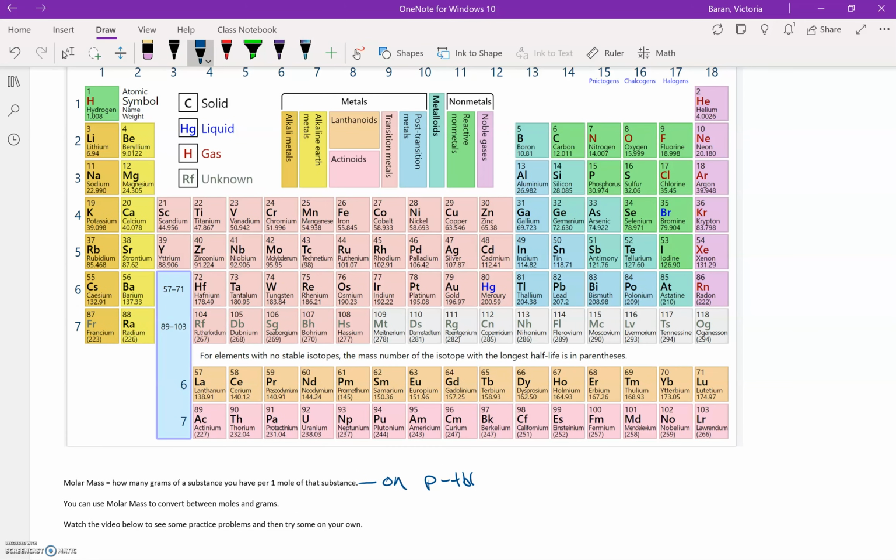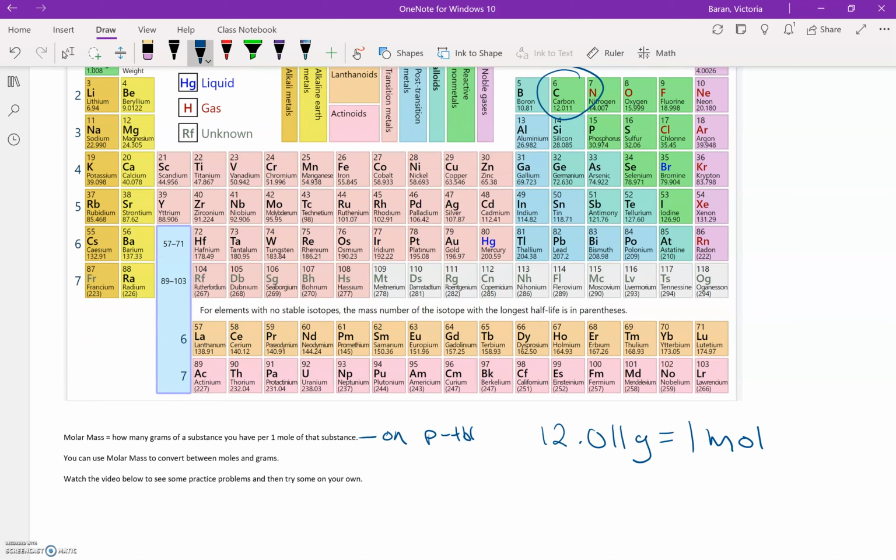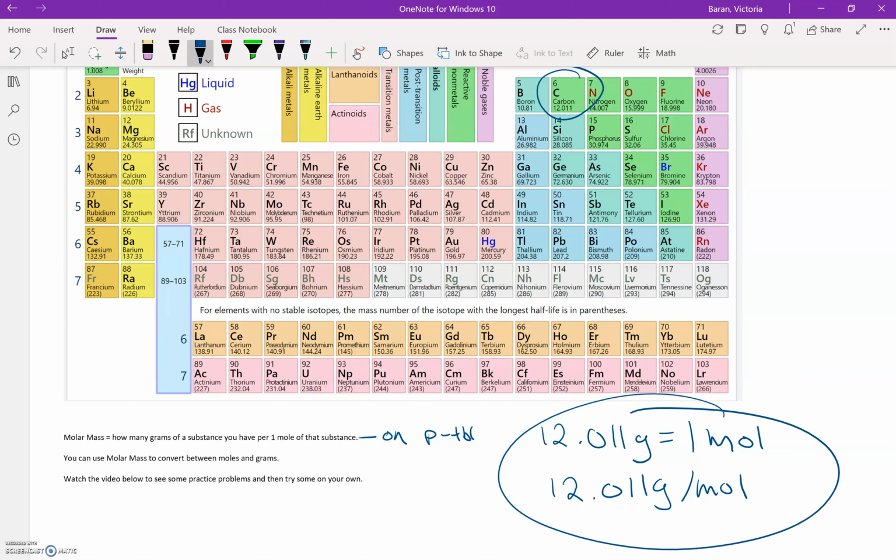So for instance, carbon, if I had 12.011 grams of carbon, that would be equal to or the same as saying I have 1 mole of carbon, okay? So the molar mass of carbon is 12.011. Sometimes you might also see it written as 12.011 grams per 1 mole. A lot of times, these are both saying the same thing. I'm just writing them in a slightly different way.